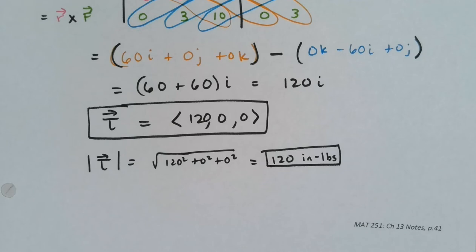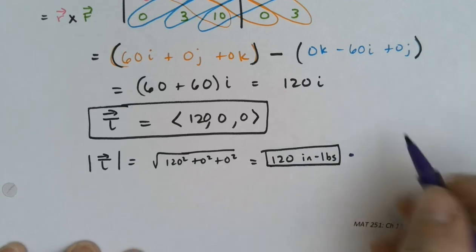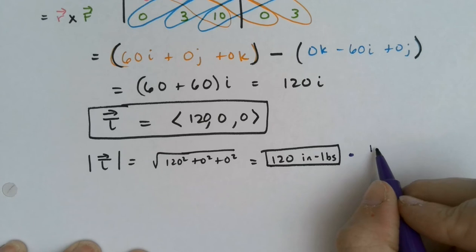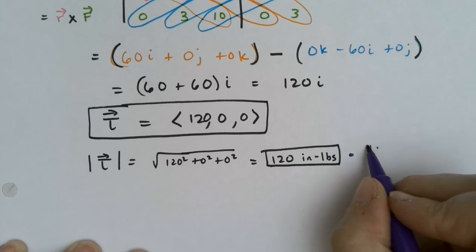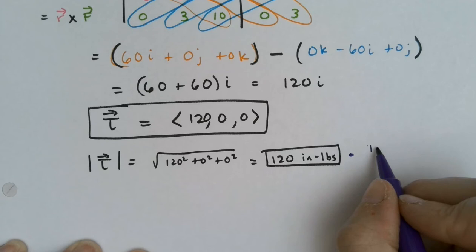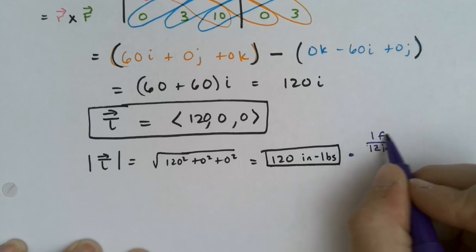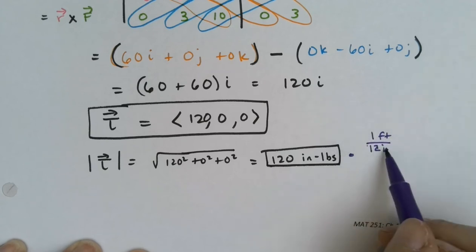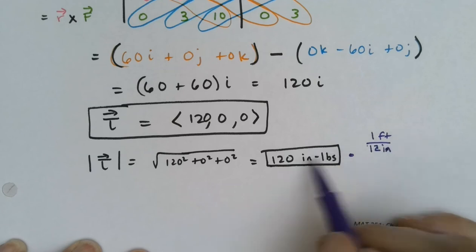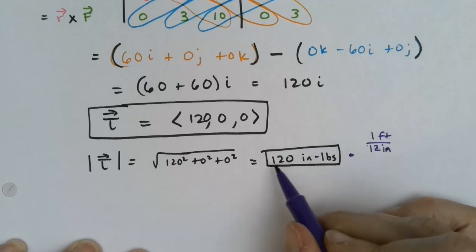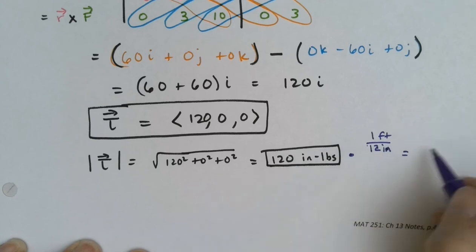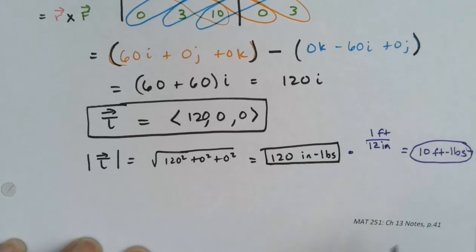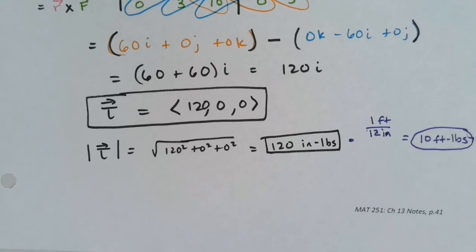Now what would that be in foot pounds? Well, I would multiply by, for every 12 inches, 1 foot, right? So I want the inches to cancel, so I put that in the denominator. So I'd end up really dividing, right? 120 divided by 12, which would be equal to 10 foot-pounds. So if you want it in the most common American measurement of torque, that's what it would be, 10 foot-pounds. Now what about the direction?